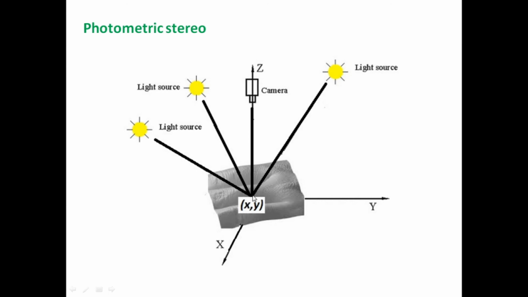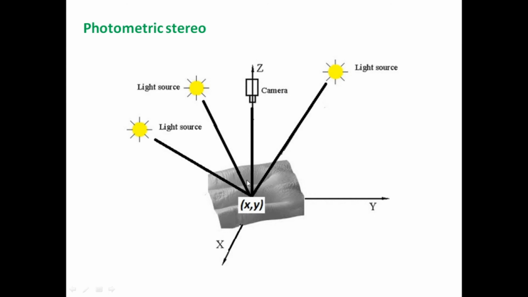in the same pose. So if this light is on and these two lights are off, I will be getting one image. If this light is on and these two are off, I will be getting a different image, and if this is on and these two are off, I will be getting one more different image.